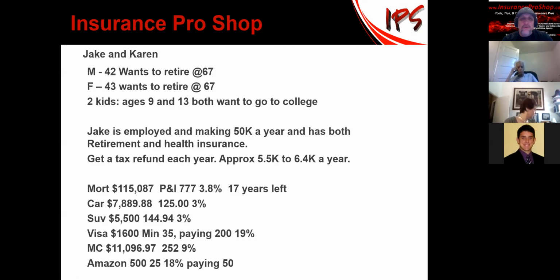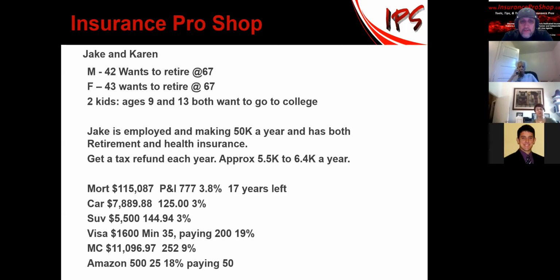So Jake is 42 years old and wants to retire at 67. Karen is 43, wants to retire at 67. So she's a year older than Jake. They have two kids, aged 9 and 13. They're both boys who want to go to college. Jake is employed. He's making $50,000 a year and has both retirement and health insurance, a 401k and a health insurance plan. He gets a tax refund each year, approximately $5,500 to $6,400 a year.